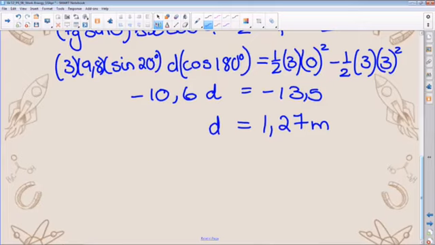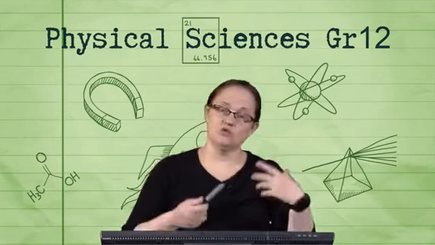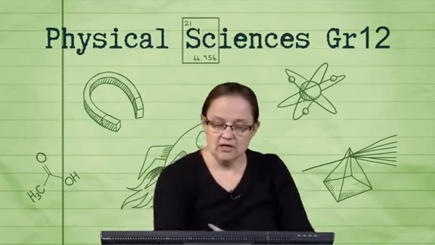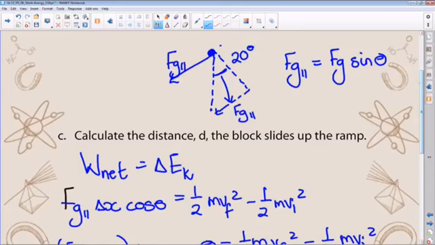If they had added in friction, then we can do exactly the same thing. If we had added in friction in this, remember, friction would have gone up in the opposite direction to gravity. No, I'm lying. Friction would have gone down. Friction would have helped gravity. So your net force would have been the parallel force of gravity plus friction. They did those tests for the grade 11s and they hated it. So be careful with that, grade 12s.